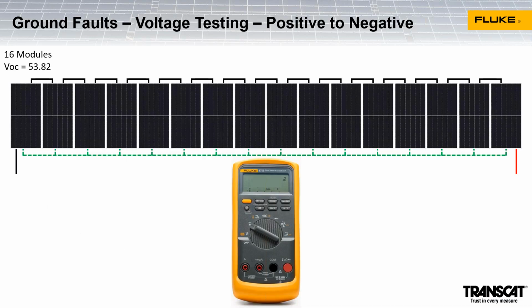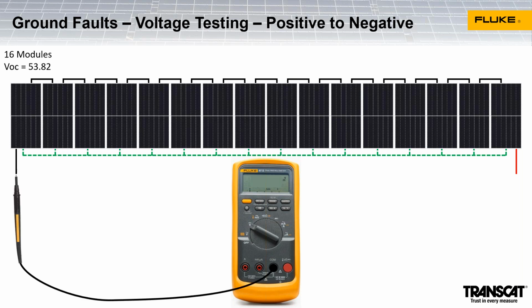And now I want to go through an illustration of the process of testing voltage on the PV string to identify those ground faults. So we have a string of 16 modules here. They have an open circuit voltage of 53.82 volts. So if I take my properly rated meter, this is a Fluke 87.5 meter, that's 1,000 volt rated, category 3.